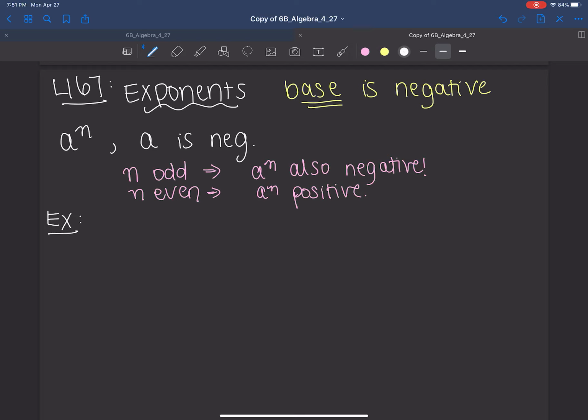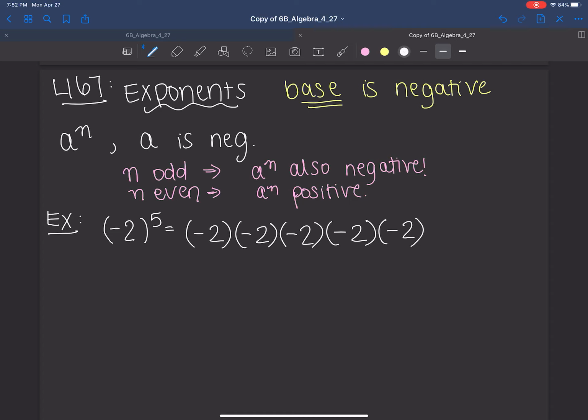So the first example that we can do, let's just try minus 2 to the 5th. I know we didn't do this one in class, but let's just do it out. Using the definition of exponent, this just means we take minus 2 and multiply it to itself 5 times. Okay, so I'm just going to go one by one. These two multiply together to be 4. These multiply together to be minus 8. The next two multiply together to be 16. And the next two multiply together to be minus 32. So we end up with minus 32.